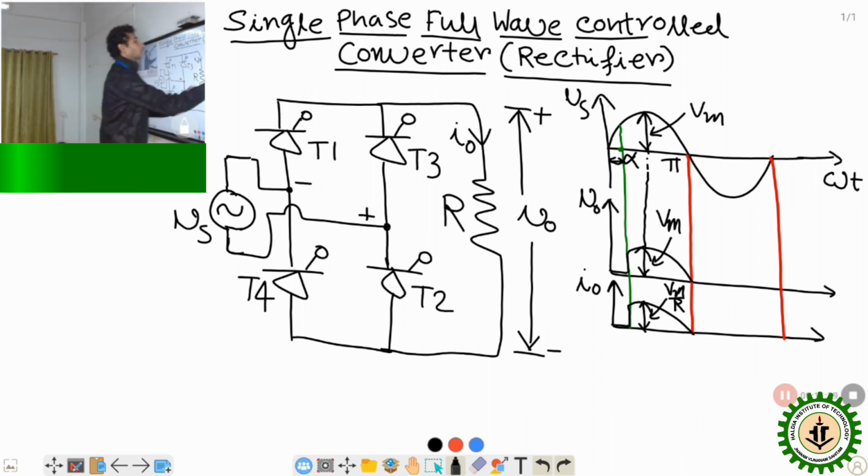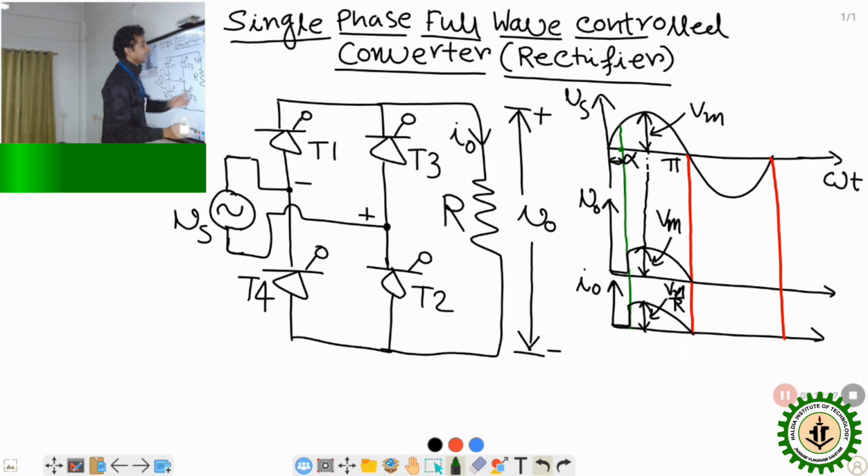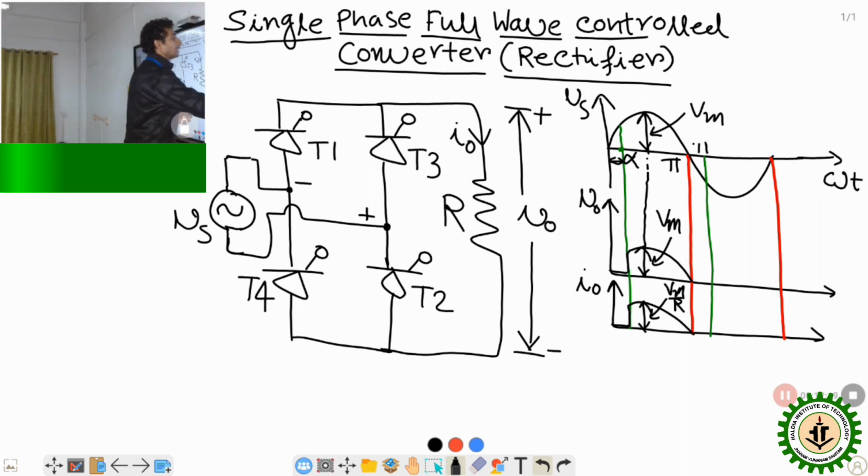Okay. Now let us go to the negative half cycle. What happens in the negative half cycle? We have already discussed it. The polarity will become this. This is plus, this is minus. T1 and T2 are reverse biased, and T3 and T4 are forward biased. Whenever T3 and T4 are forward biased, they will not be turned on until we give the firing angle. So let us assume that, similarly to where we fired thyristor T1 and T2, at pi plus alpha, this angle is pi plus alpha.